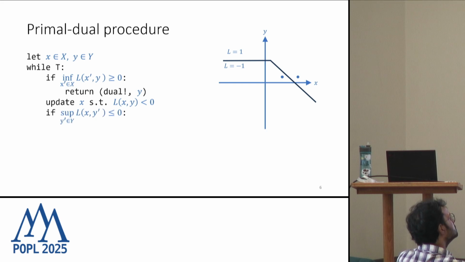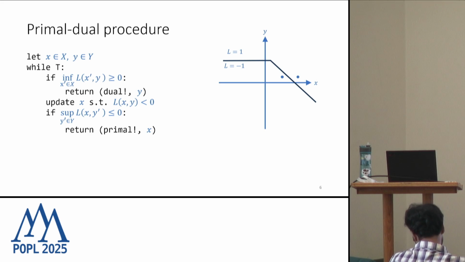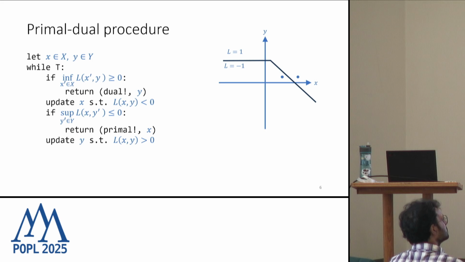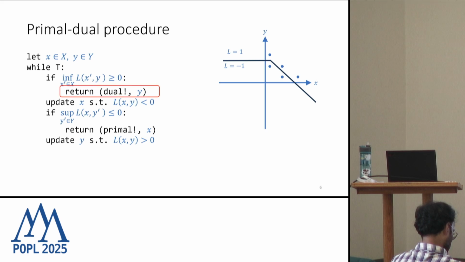And now we're going to let the y player take a turn and ask, can we change y to make the Lagrangian positive? If not, the x player wins and we return the current value of x. But in our case, we're going to update y to a place where the Lagrangian is positive here. And we're going to let this continue again and again. So the x player could move from here to here. And now the y player can move to here. But in this case, the x player cannot make the Lagrangian negative. So the y player wins, and we return.